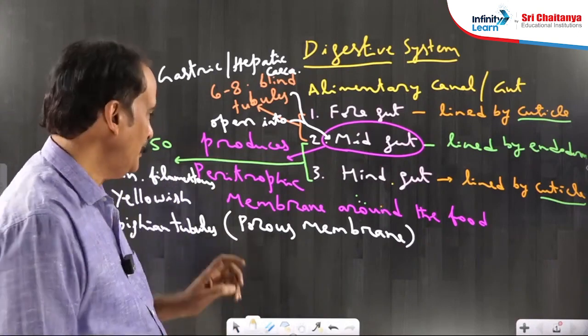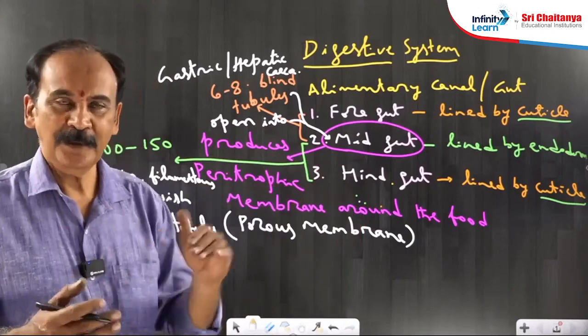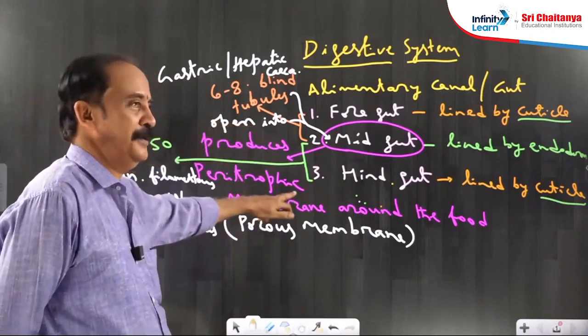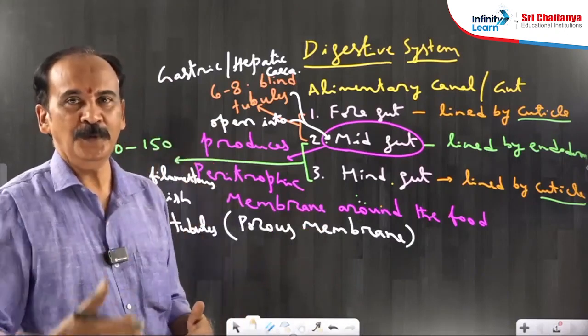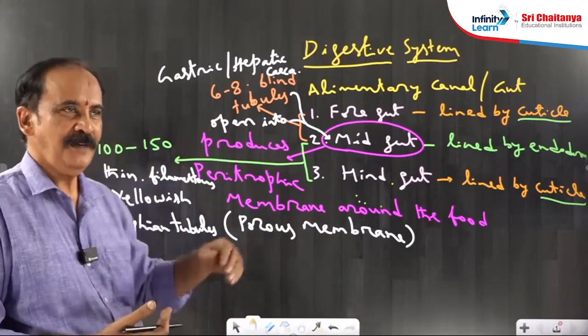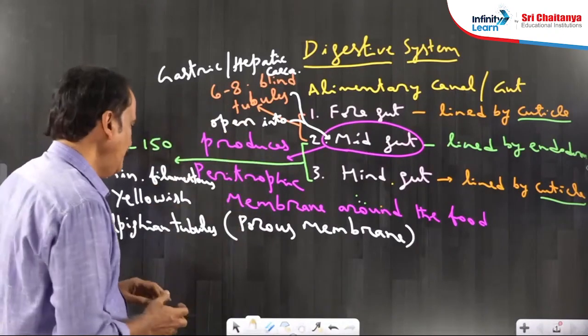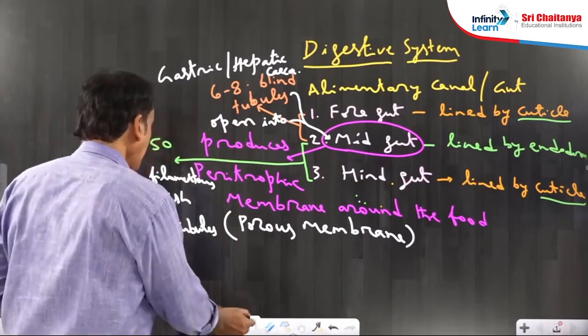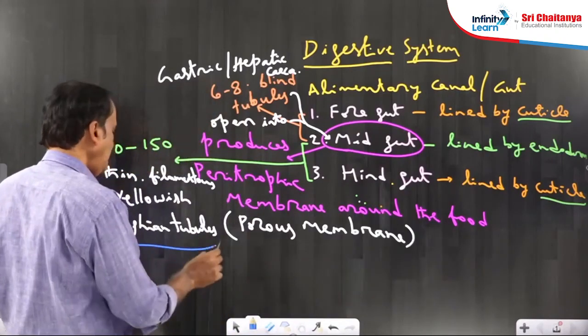Now the question again is, where do they open? They are present at the junction of midgut and hindgut, no doubt. Now where do they open? Do they open into midgut or do they open into hindgut? Just like hepatic caeca, which open into midgut, here you will find the Malpighian tubules open into hindgut.